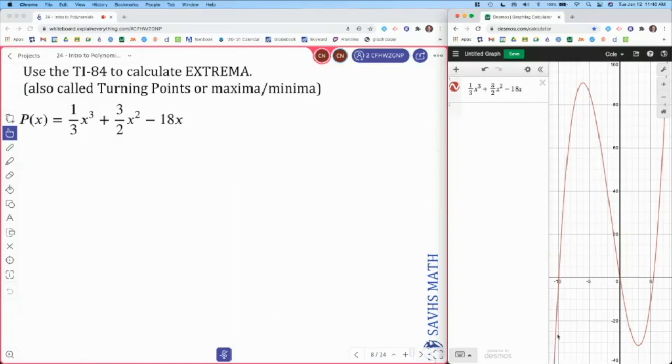I can see the end behavior. I can see the turning points. I can see the zeros or the x-intercepts. So if I want to find the extrema, the cool part about Desmos is you can just click on them.